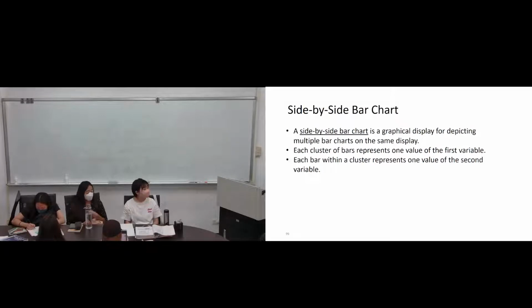Another chart we can use to depict the relationship between x and y is the side-by-side bar chart. We depict multiple bar charts on the same display, and each cluster of bars represents one value of the first variable, and each bar within a cluster represents one value of the second variable.